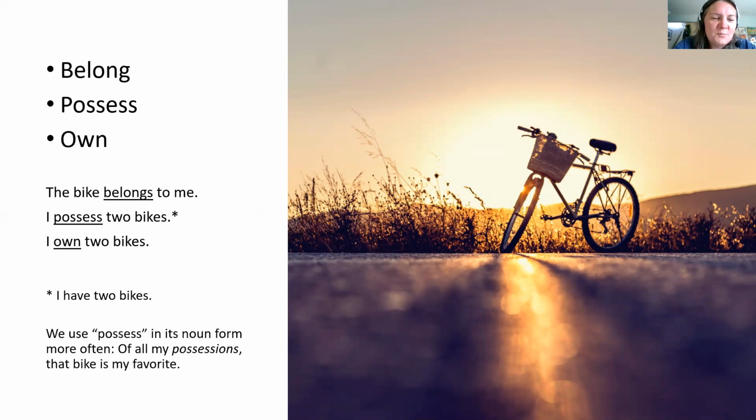But if you use possess, we tend to use it more in the noun form. So for example, of all my possessions, that bike is my favorite. Possessions are the things that you own or that belong to you. So you could see how this works and why they all go together. Belong, possess, and own are nearly identical here. So that's really easy, right?